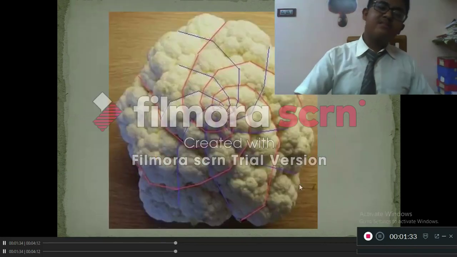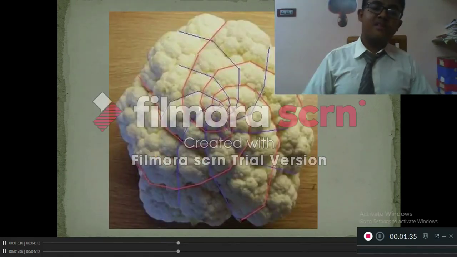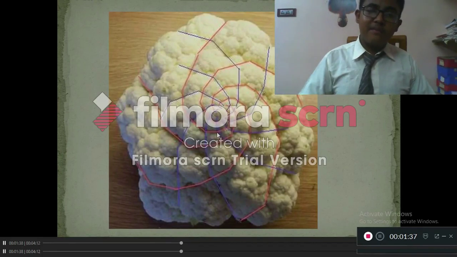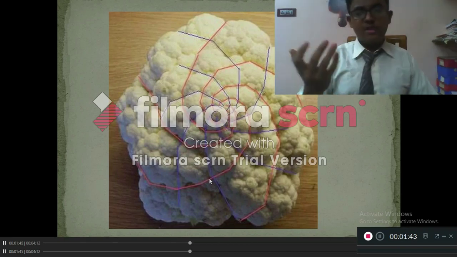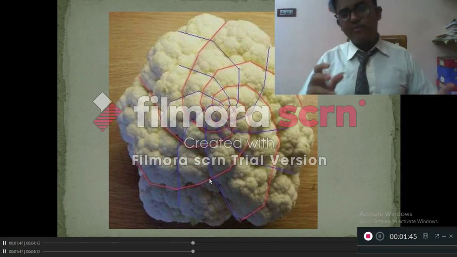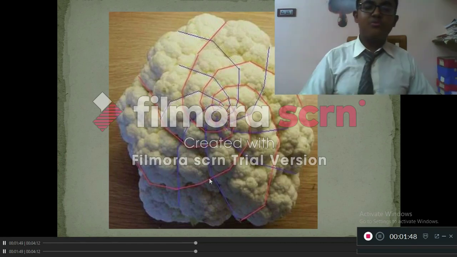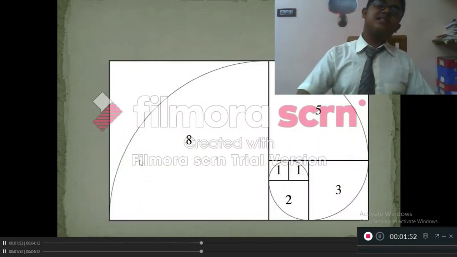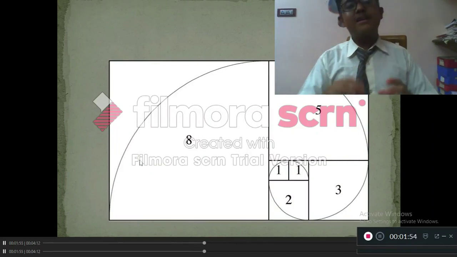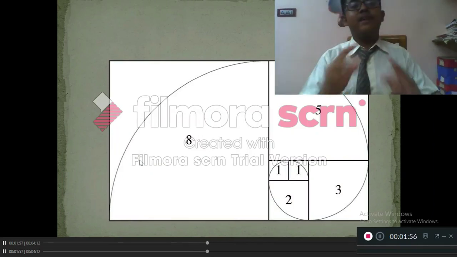Then see here, the cabbage. It is beautifully depicted, so you can just see how it is forming spirals. Everyone can try it at home. There is no big issue, and it is so beautiful to see that a cabbage has such beautiful spirals. So the question arises: are they similar? And the answer is yes, they are similar, and they are the Fibonacci spirals.